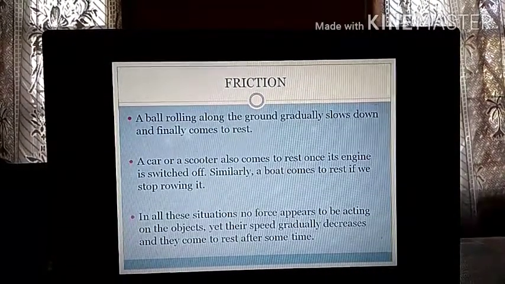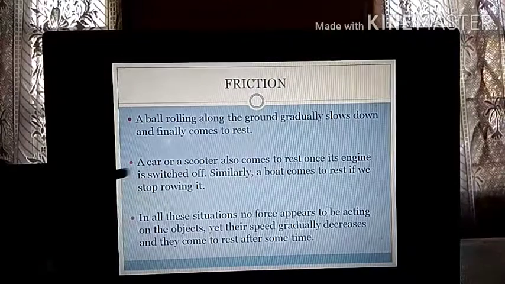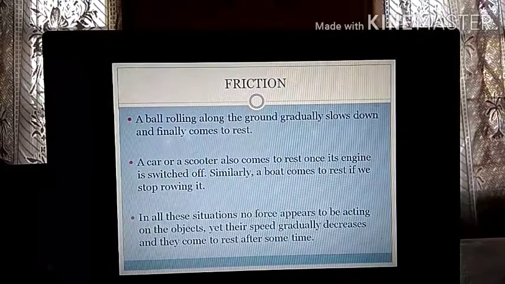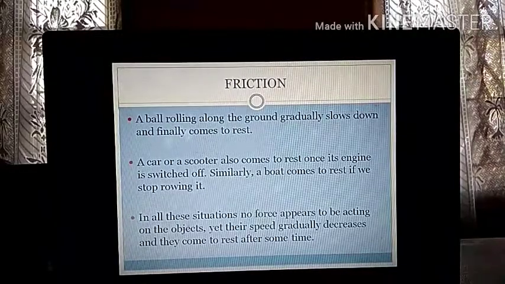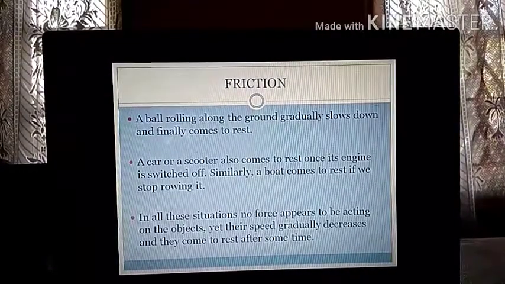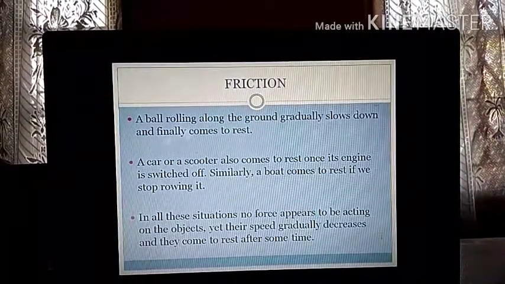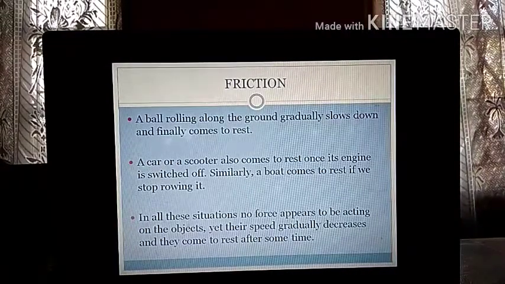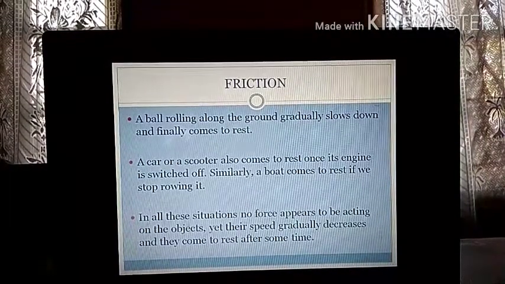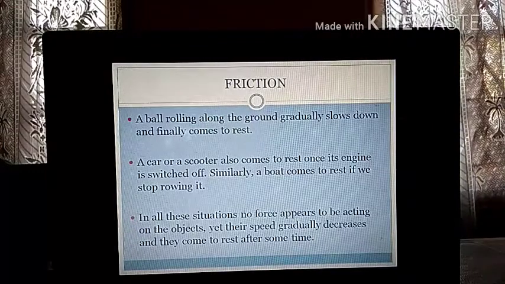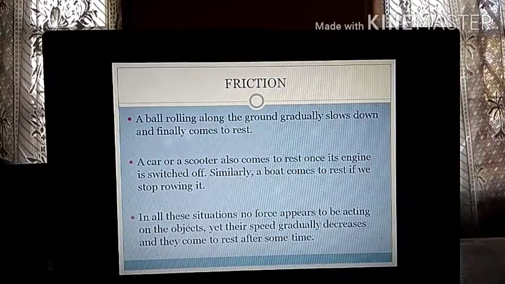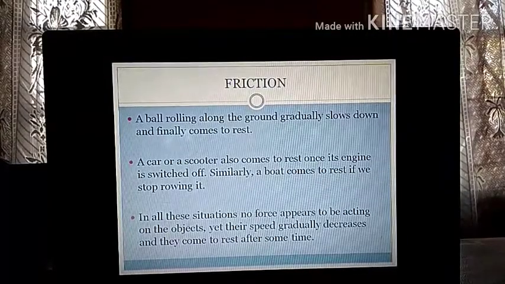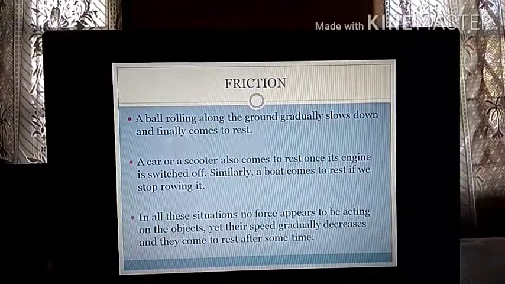A car or a scooter also comes to rest once its engine is switched off, isn't it? Those of you who have seen your father or mother drive the car, when the engine of the car is stopped, the car also stops, isn't it? Similarly, a boat comes to rest if we stop rowing it. What do we have to do to make the boat move? We have to row the boat. So once we stop rowing the boat, what will happen? It will come to rest.